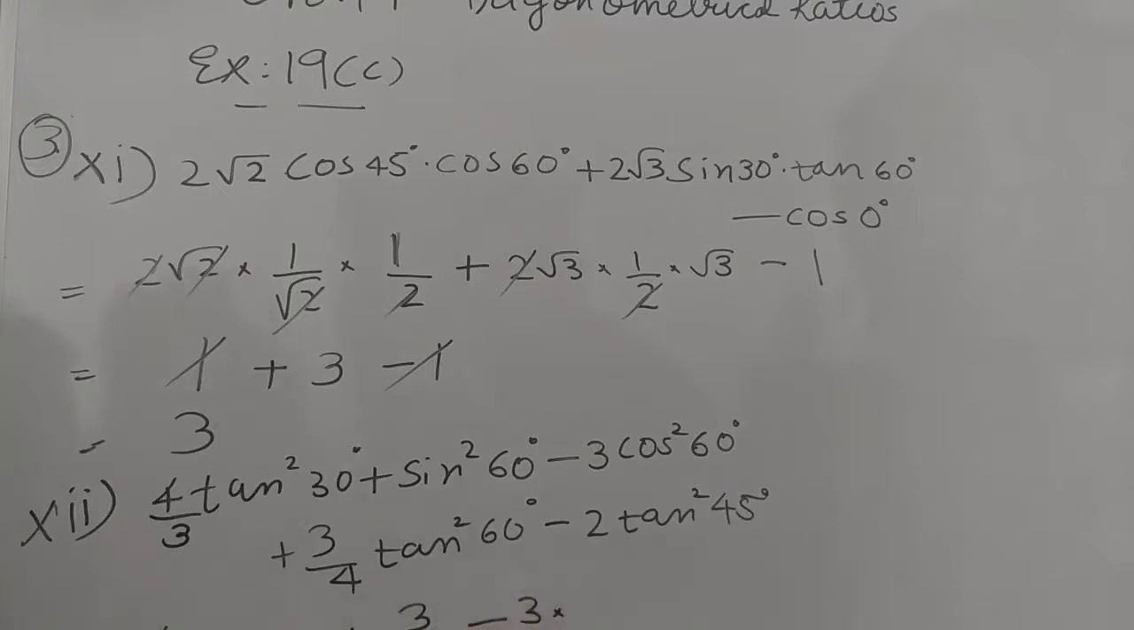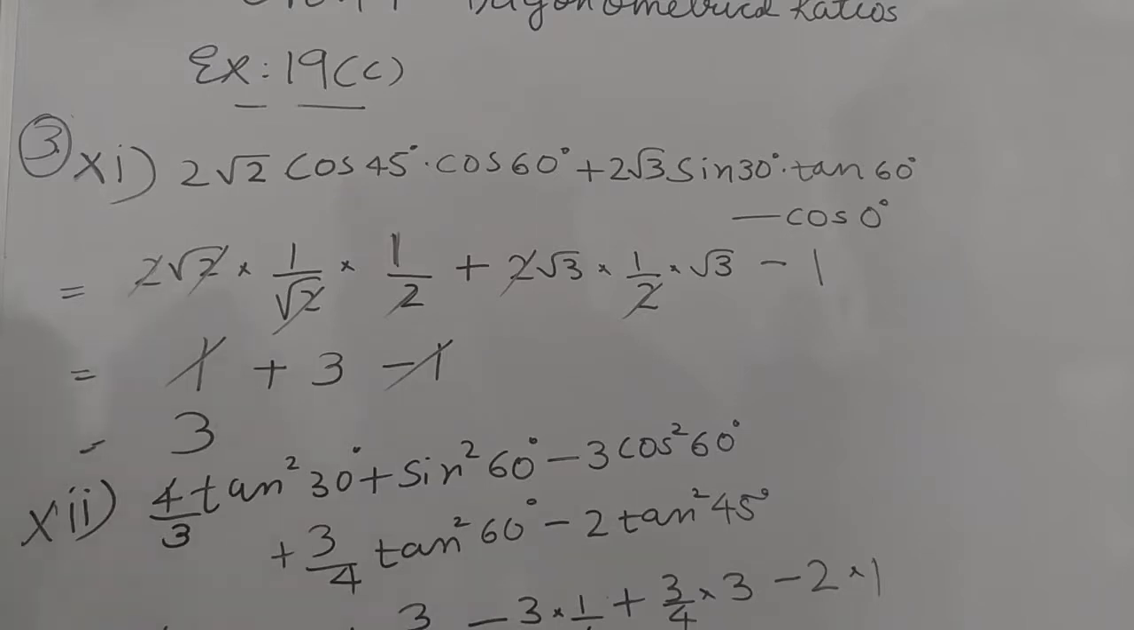Cos 60 is 1 by 2 and squaring is 1 by 4, plus 3 by 4 tan square 60. Tan 60 is root 3 and squaring it gives 3, minus 2 tan square 45, that is 1, and 1 square is 1. Again recheck tan 30 value. Tan 30 is 1 by root 3 and squaring it gives 1 by 3. And all the other values are correct.